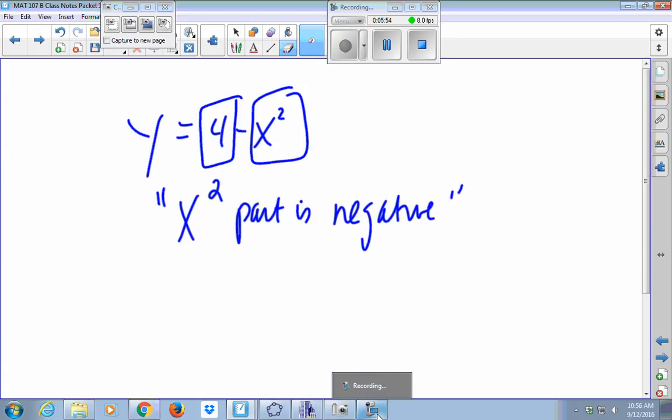So remember x squared, can x squared ever be a negative number? I'm turning you off, Ian. I'm going to try to get the rest of the class to answer. No, x squared can never be negative.